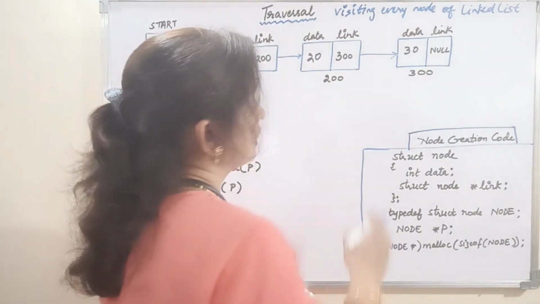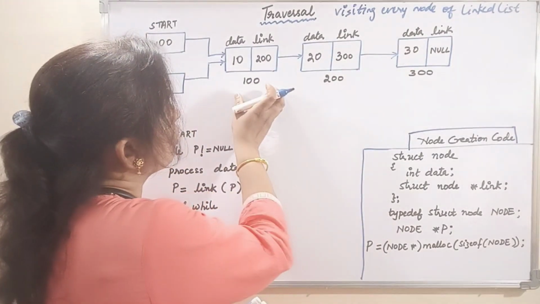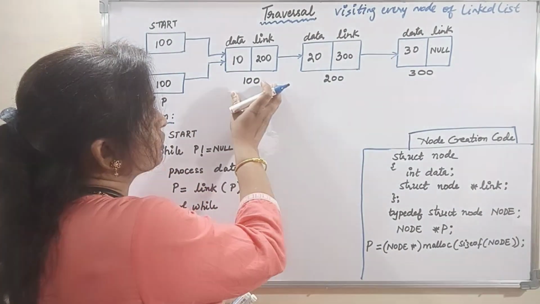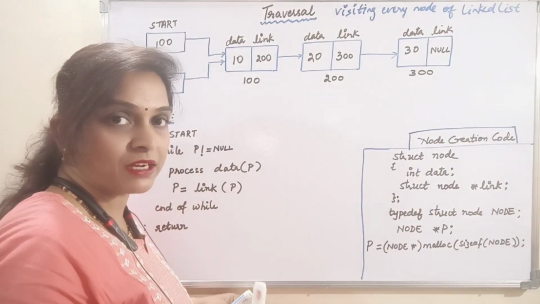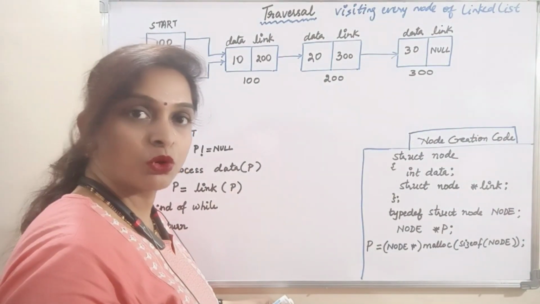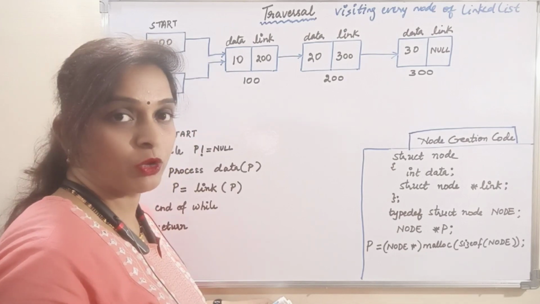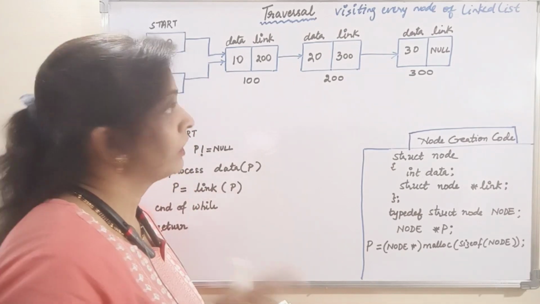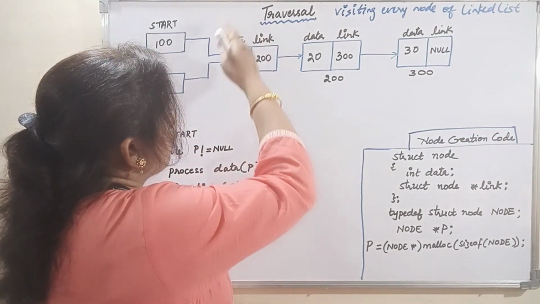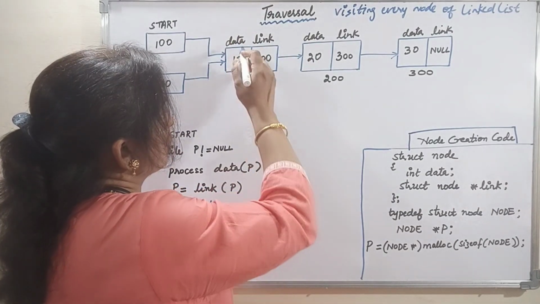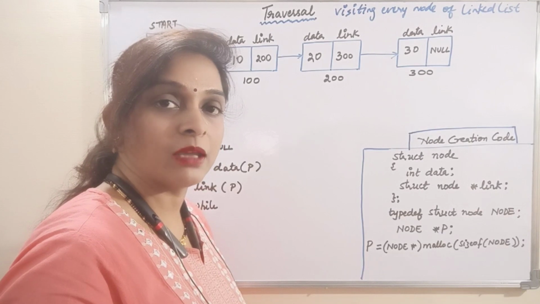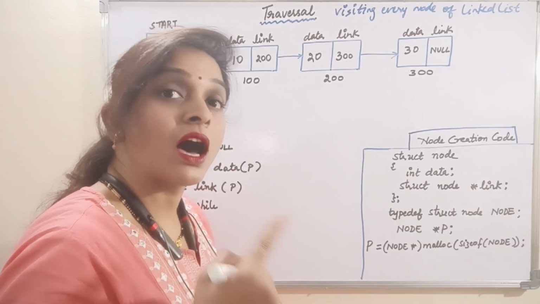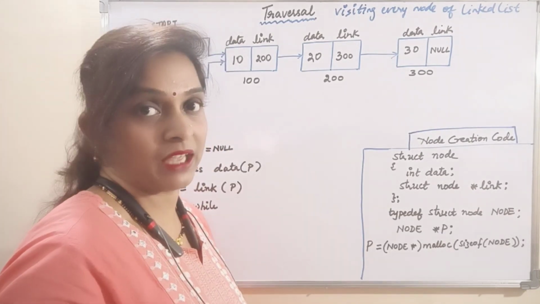As you all know, here you can see node. And node is one which contains two parts. One is data part, the other one is the link part. I have discussed this node creation code in the previous video. Please do check out the playlist. So a node is one which contains two parts. One is data part, the other one is link part, where link is a pointer variable which points to another node of the same type.